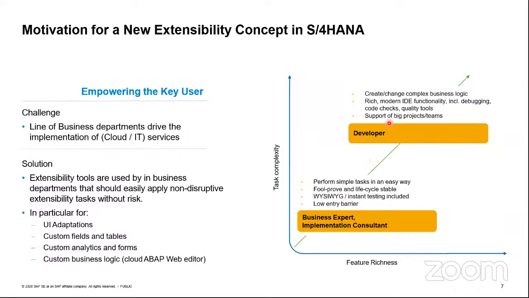left of this image, a key user, or a business expert, or an implementation consultant, whatever, they lie on the bottom left of this particular graph. And that means they look for a solution that is light on code and minimal on feature richness, and they themselves can perform on the UI. So these should be simple tasks that can be performed easily if you're a key user.